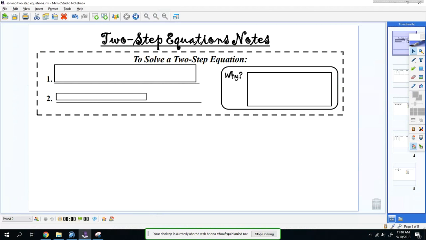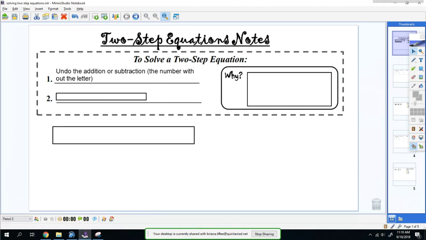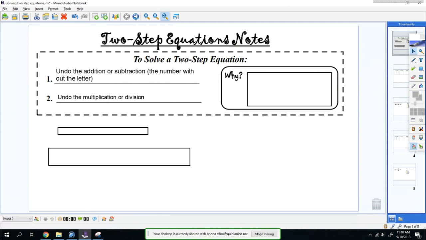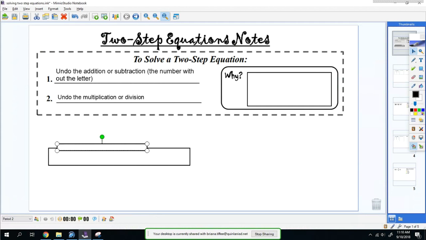Okay, so yesterday we solved one-step equations and inequalities. Today we're just going to focus on two-step equations. It's called two steps for a reason, because it takes two steps to solve it. The first step is you undo the addition or subtraction. This will be the number without the letter, and I'll show you what I mean by that. You will always touch the number that does not have the letter next to it. Okay? The second step is you undo the multiplication or division.